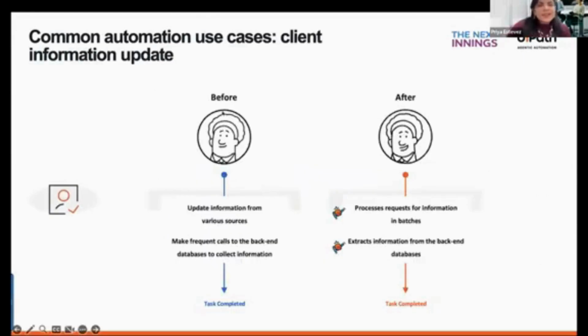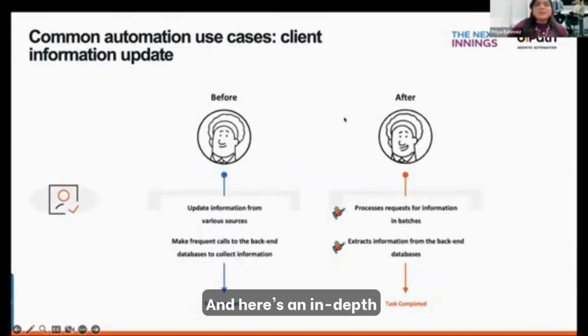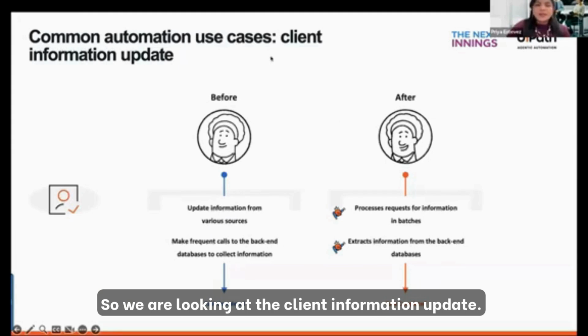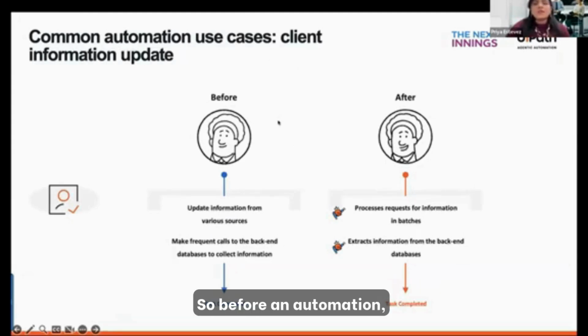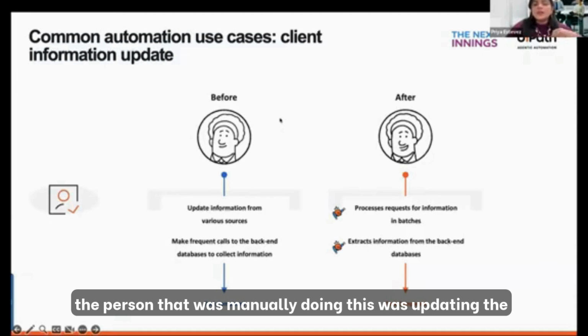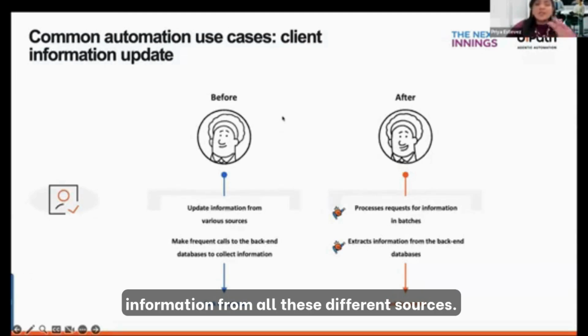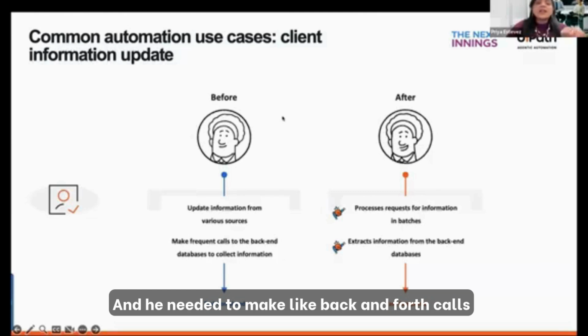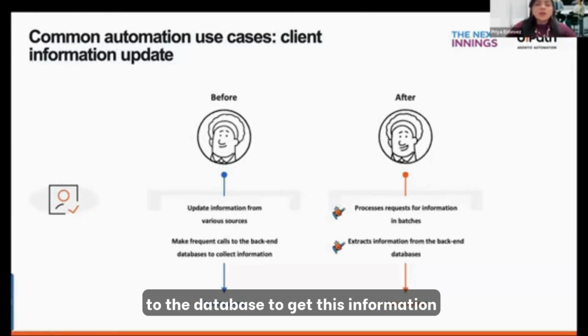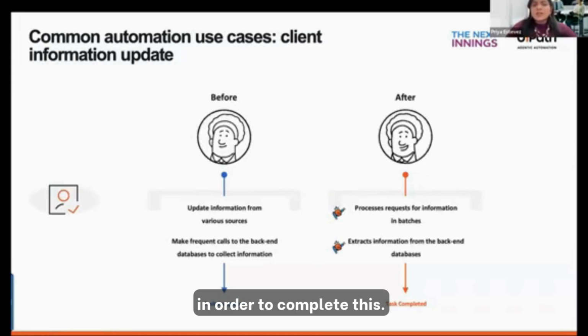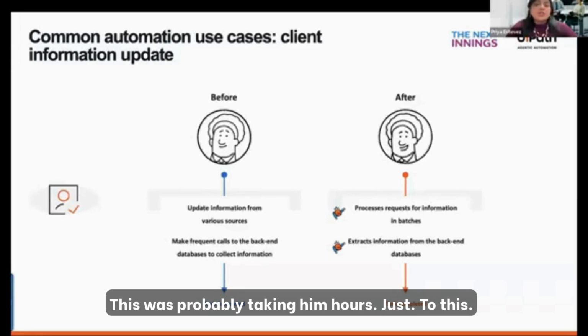Okay. And here's an in-depth view of a use case. We are looking at the client information update. Before automation, the person doing this manually was updating the information from all these different sources. He needed to make back and forth calls to the database to get this information in order to complete this. This was probably taking him hours to do.